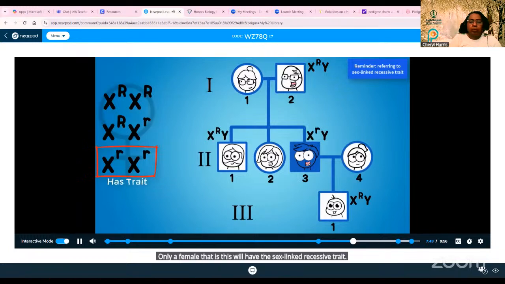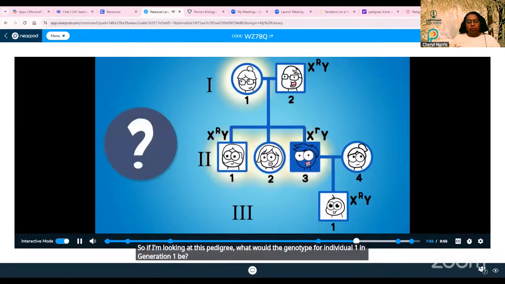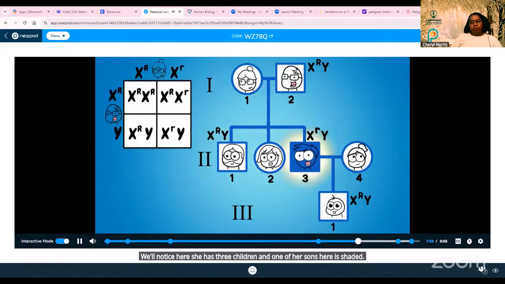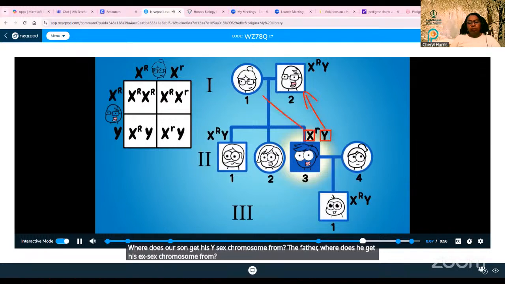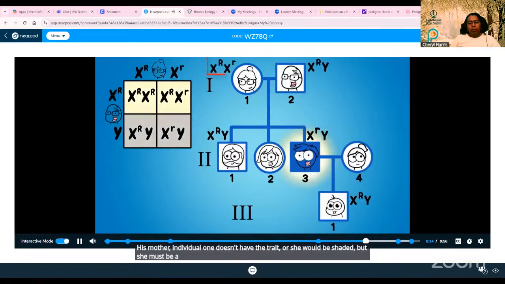So if I'm looking at this pedigree, what would the genotype for individual 1 in generation 1 be? Well, notice here she has 3 children, and one of her sons here is shaded. Where does her son get his Y sex chromosome from? The father. Where does he get his X sex chromosome from? His mother. Individual 1 doesn't have the trait, or she would be shaded, but she must be a carrier if her son received an X chromosome with a recessive allele on it.